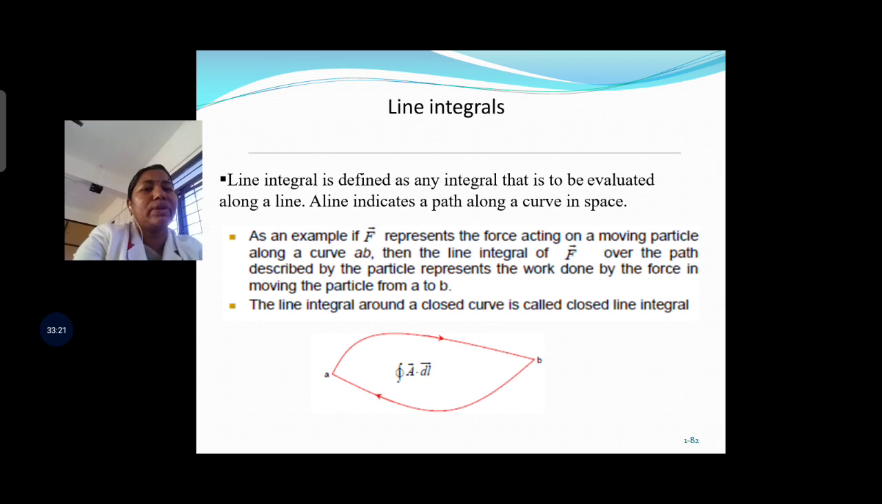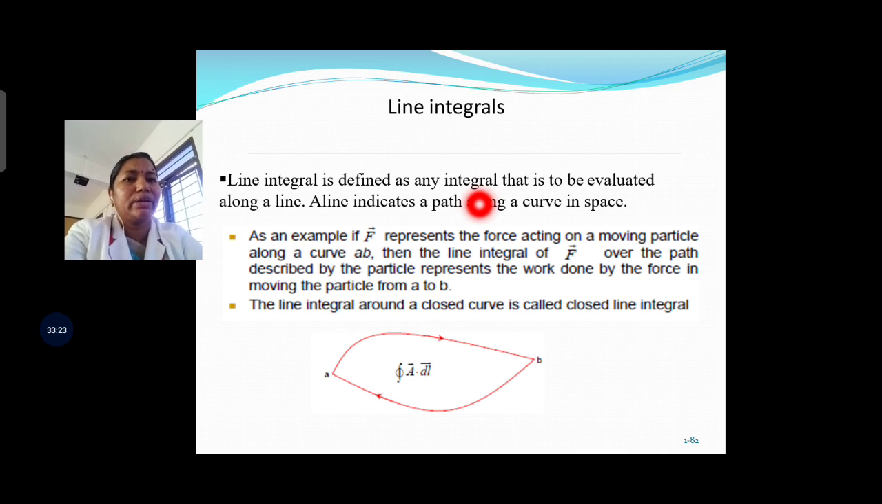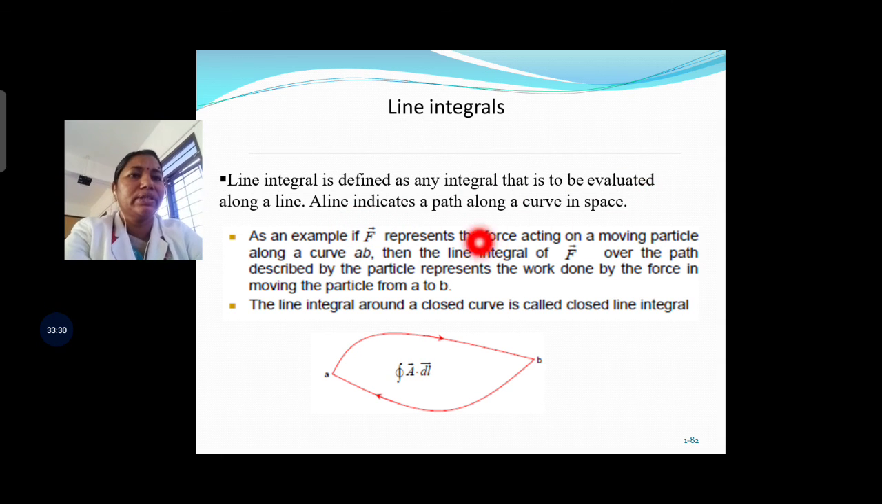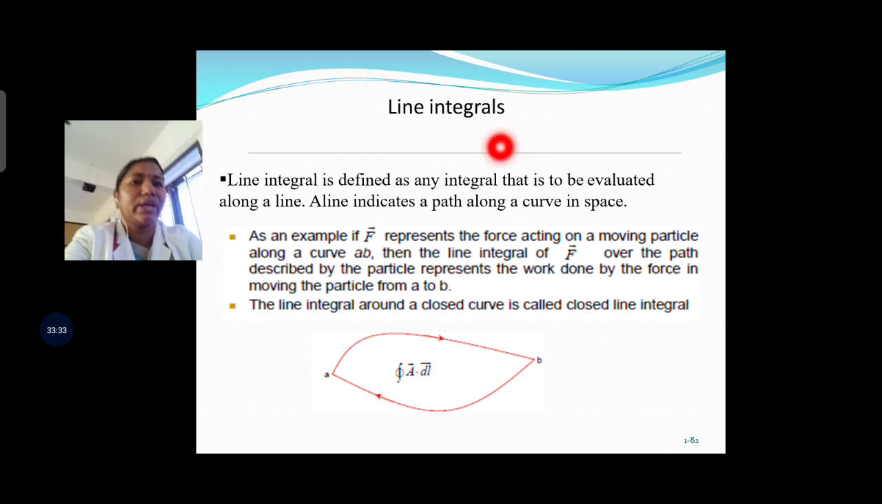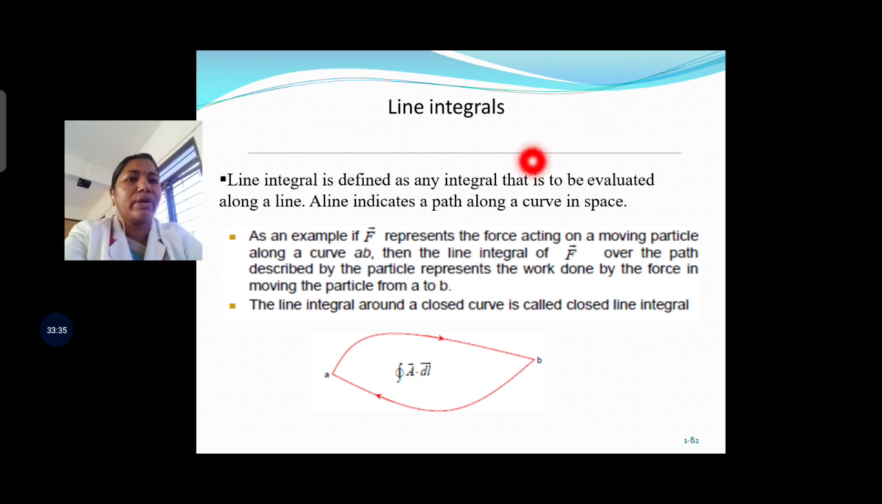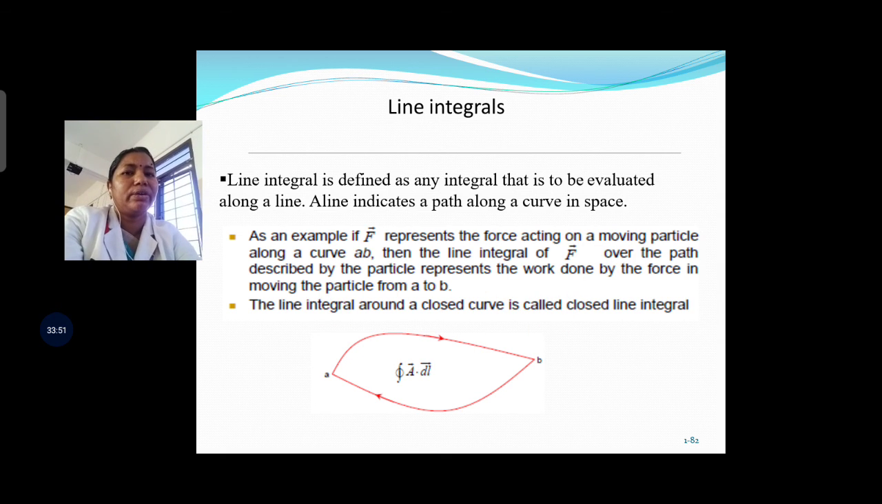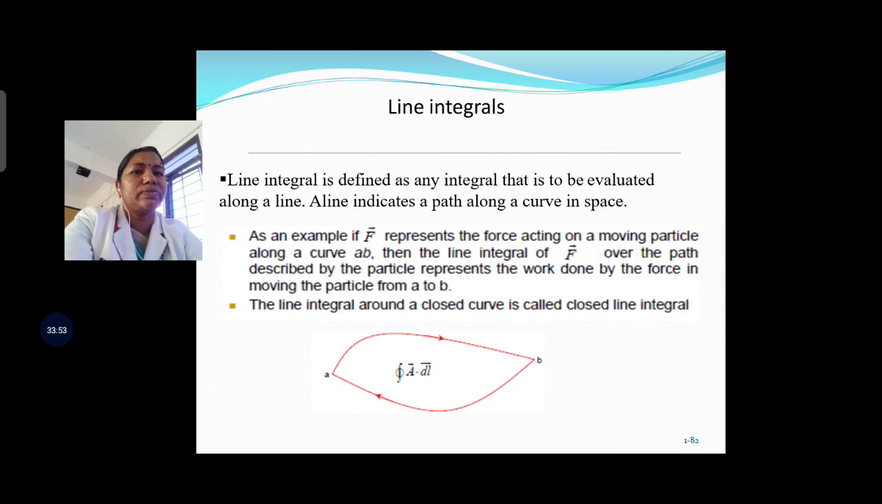The next one is called line integral. Line integral means we take any integral that is to be evaluated along a line. A line indicates a path along a curve in space. So we have to take vector A, and for this A we will take A·dl. A is a vector, it may be A or F. So A·dl. A line integral around a closed curve is called a closed line integral. So here we have to take the closed integral of A·dl. So this is for line integral.